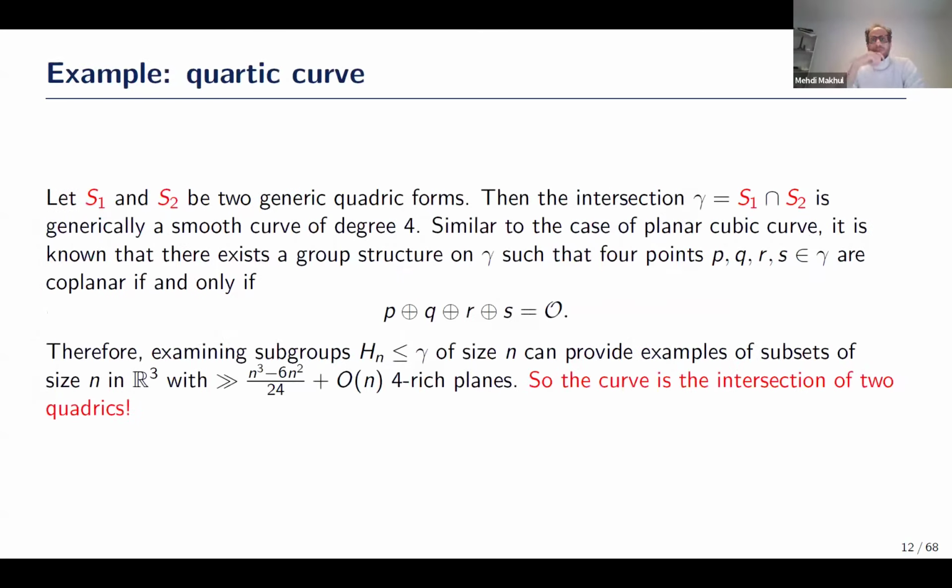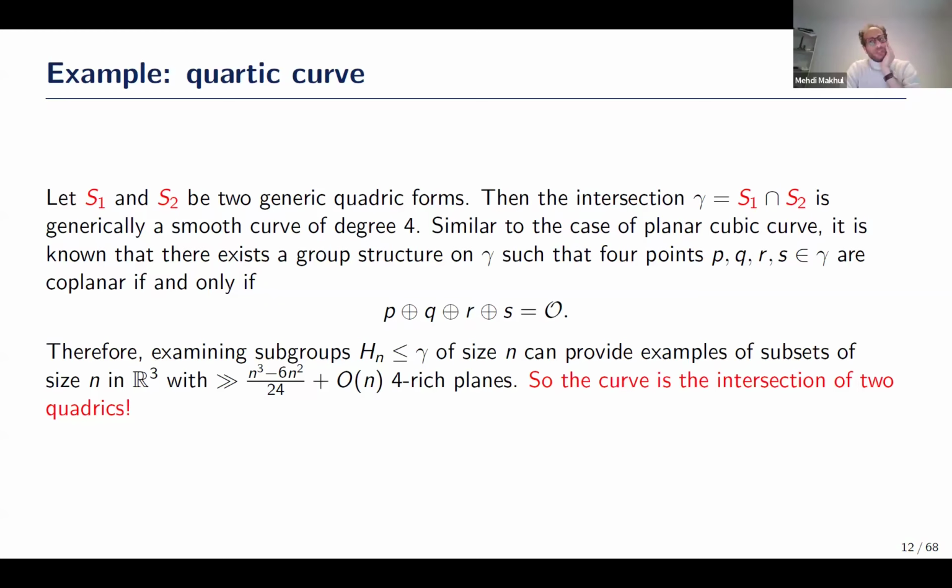So the first example comes from degree 4 curves in space, which are the intersection of two quadric surfaces. By quadric surface, I mean, if I want to go to homogeneous space, then projective space, it's a homogeneous polynomial of degree 2 in 4 variables. So let S1 and S2 be two generic quadric forms. Then generically, the intersection of them must be a smooth degree 4 curve. So I denote this curve by gamma.